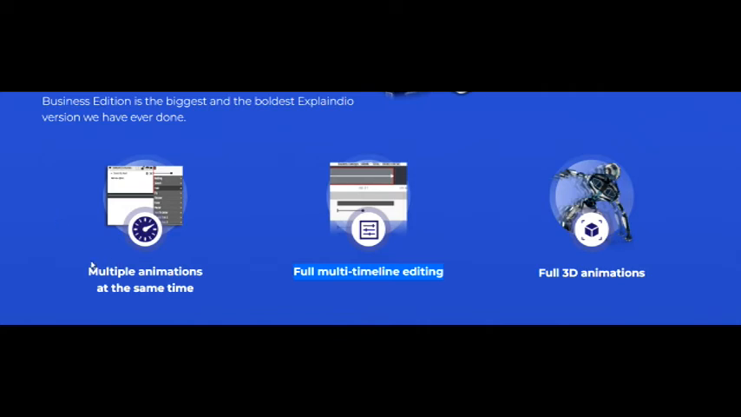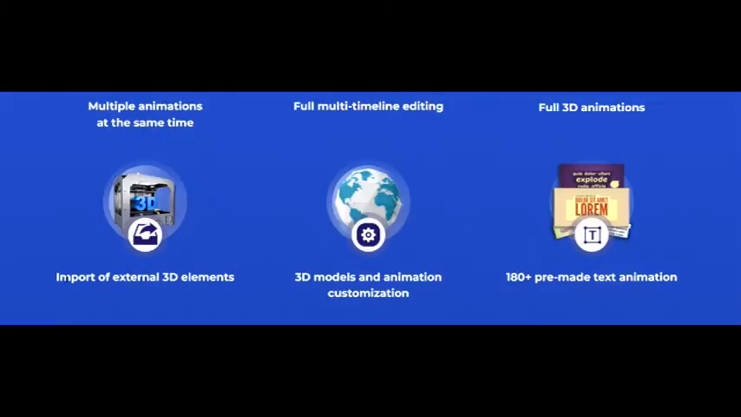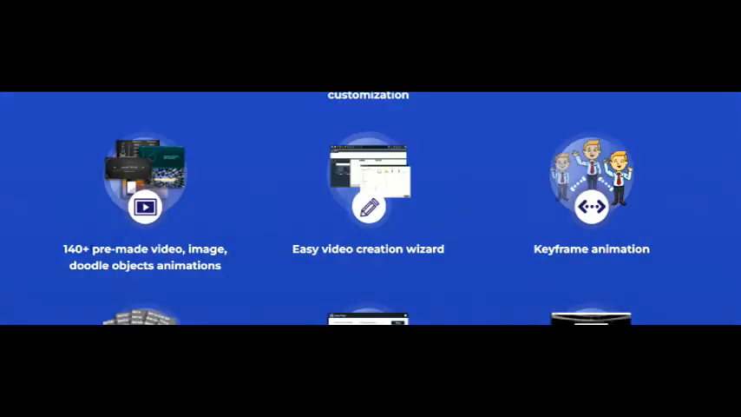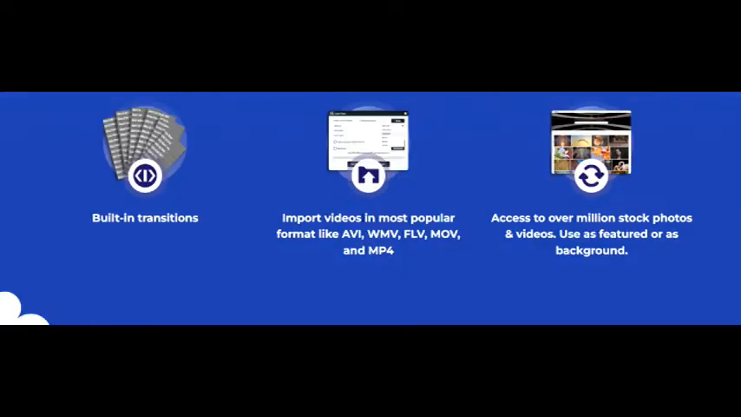Let's look at some of the more features of Explaindio. You get access to multiple animations at the same time, full multi-timeline editing, full 3D animations. You can import external 3D templates, 3D models and animation customization. You get access to 180 plus pre-made text animation. You also get access to 140 plus pre-made video, image, doodle objects animations, easy video creation wizard, keyframe animation, built-in transitions. You can also import videos in most popular formats like AVI, WMV, FLV, MOV, and MP4.